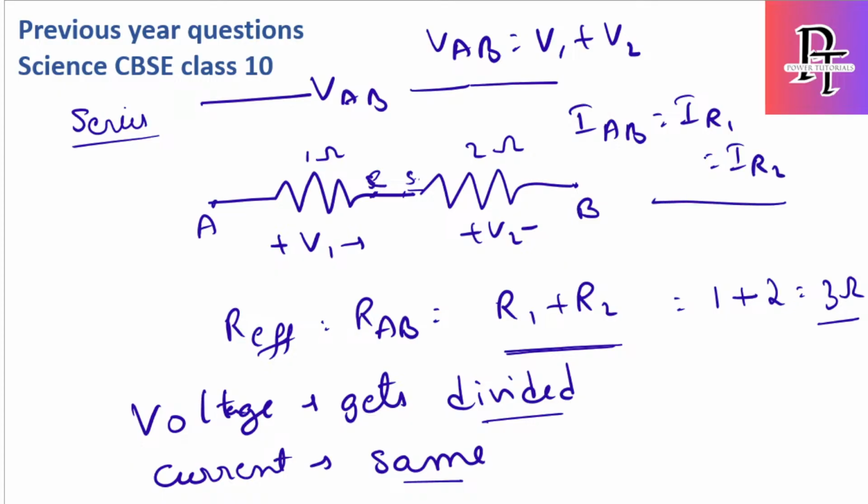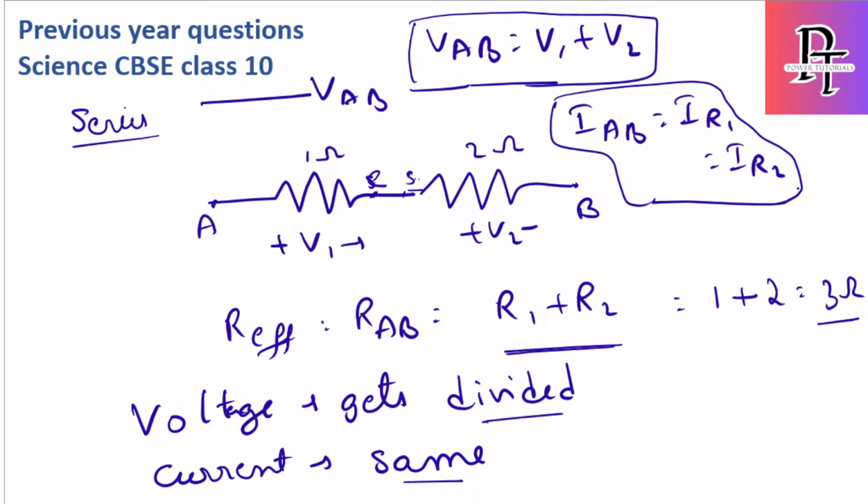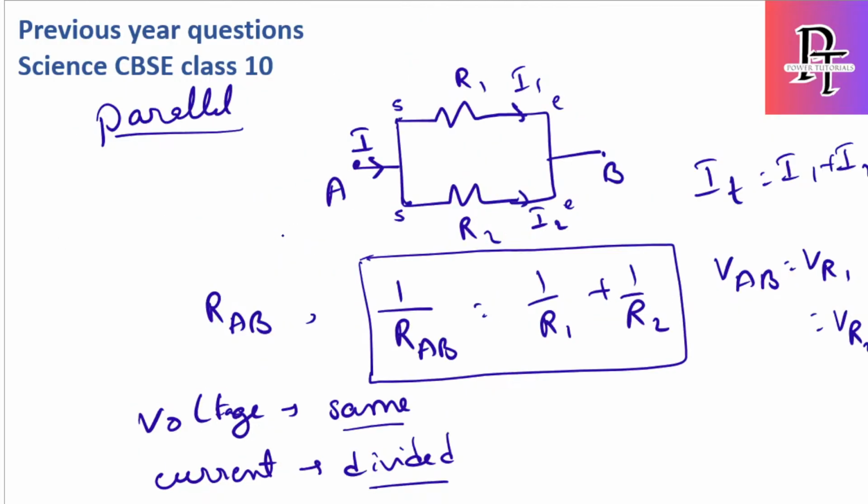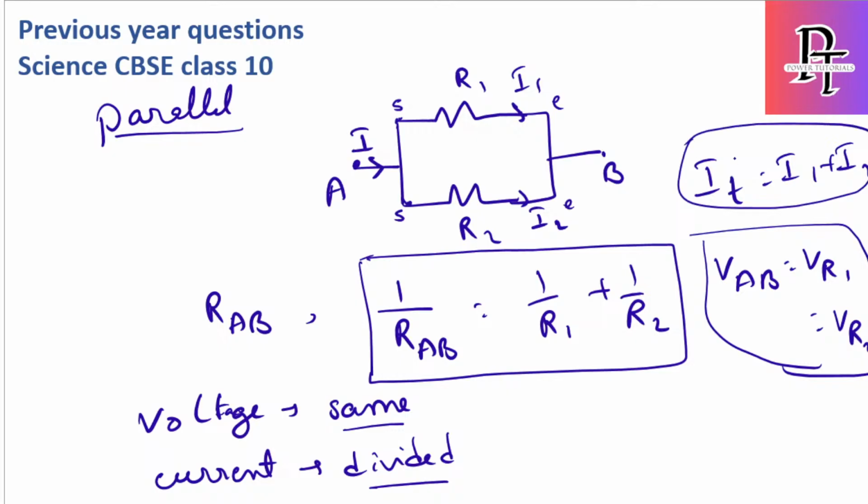IR1 will be equal to IR2. Okay, voltages will get divided, currents will be same for series connection. Whereas for parallel, as I told, voltage will be same like this and current will get divided. Now let's see a few questions, then we will understand in detail.